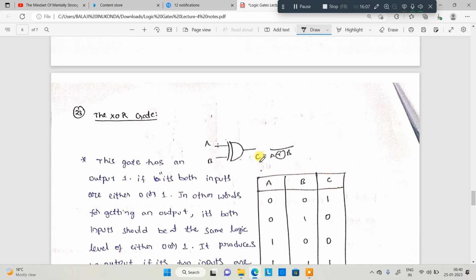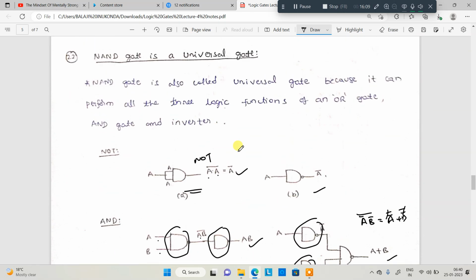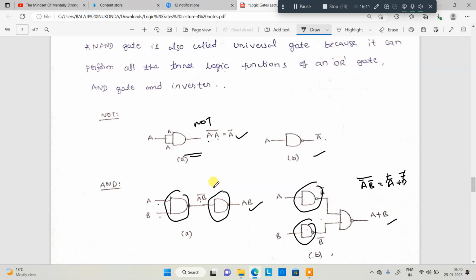Coming to the universal gate explanation. In the examination they will ask the question, what are the universal gates? NAND and NOR, both are universal gates, no other gates, don't get confused, only NAND and NOR are universal gates.